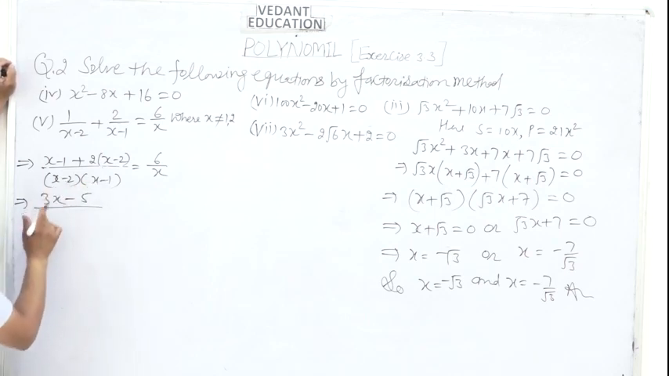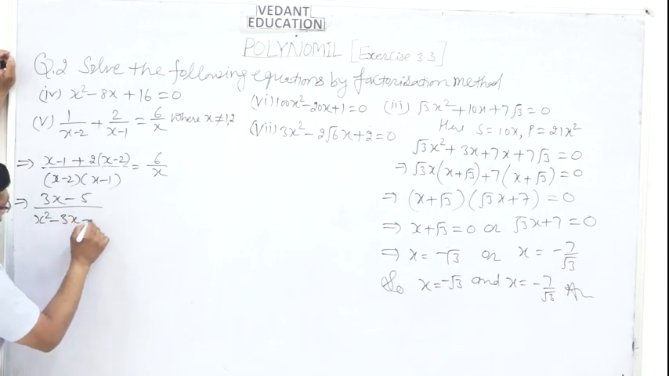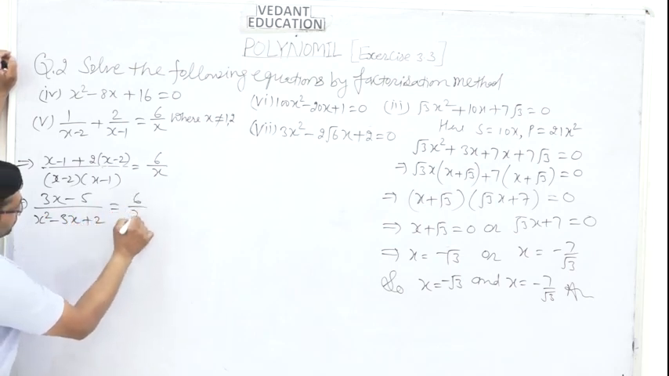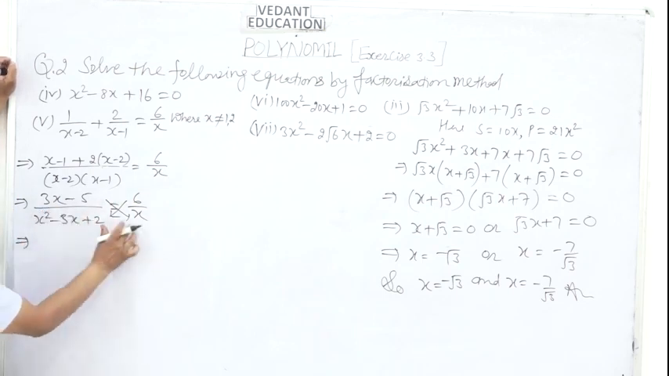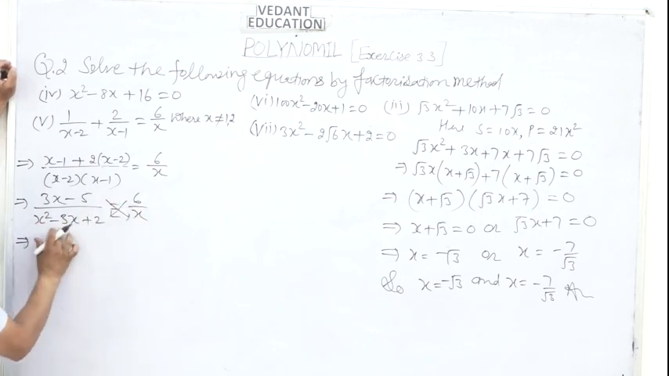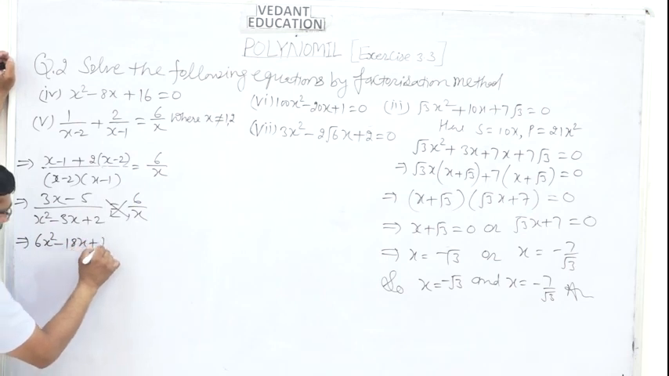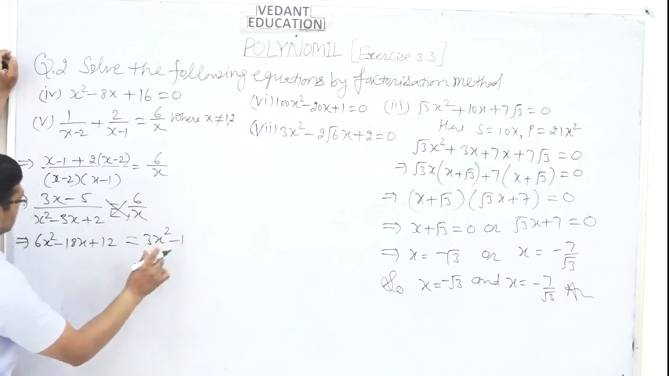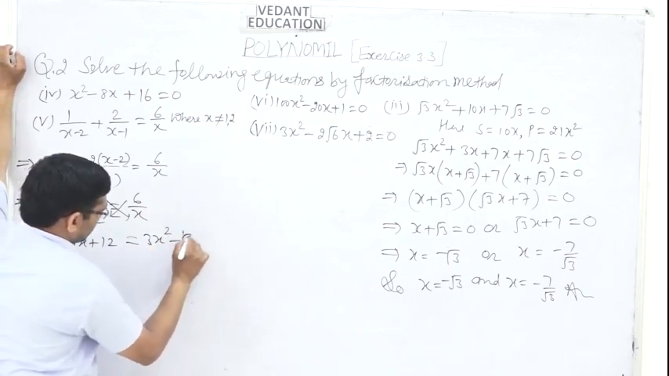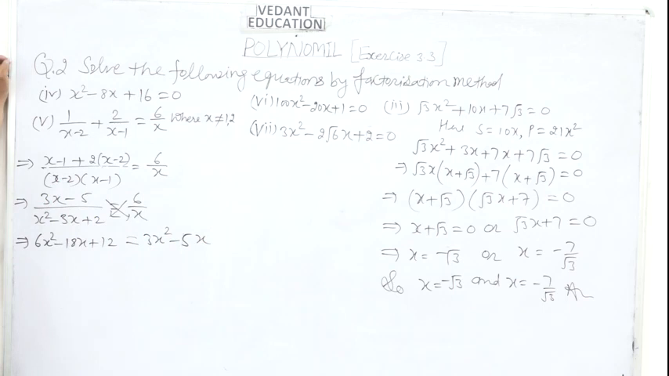(x minus 1) is x square minus 2x and minus x, minus 3x and plus 2, is equal to 6 upon x. By cross multiply, (3x minus 5) multiply x, and 6 multiply this. So 6 multiply x square, that is 6x square minus 6 times 3 is 18x plus 6 times 2 is 12, is equal to 3x square minus 5x.